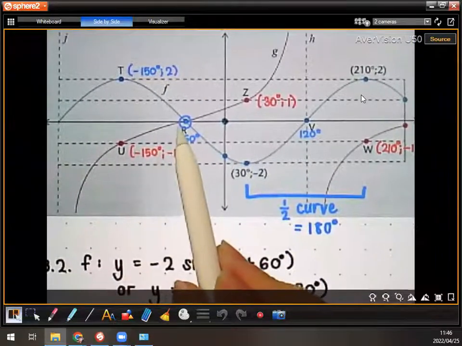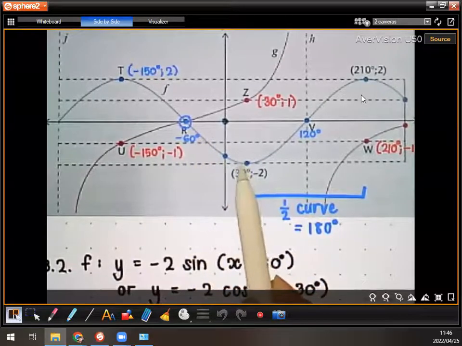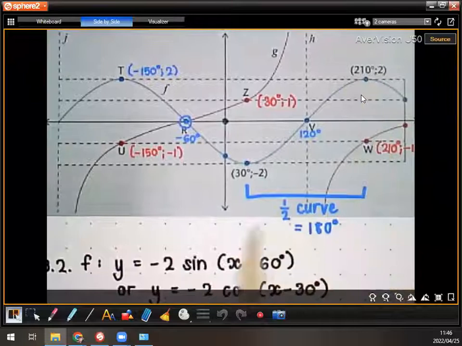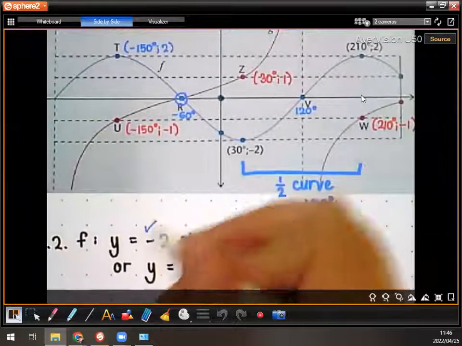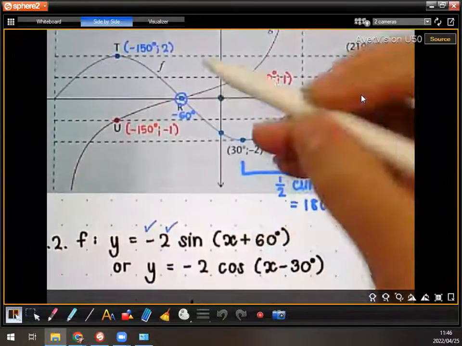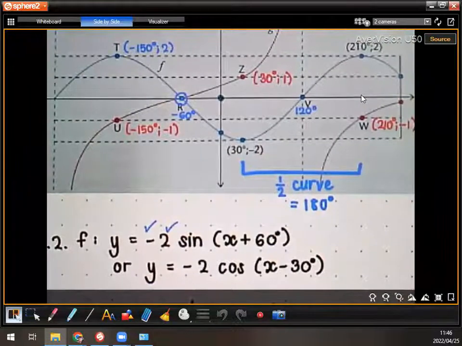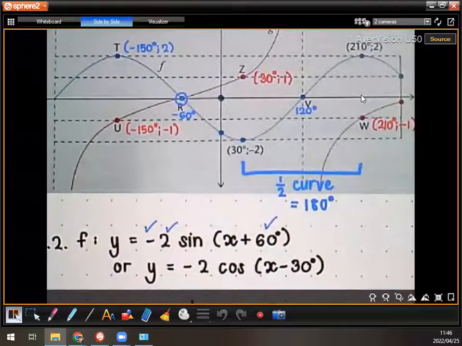And is it going down by 1 unit? We can see that it's going down to negative 2. Then it's going up to positive 2. So the amplitude is actually 2. All right, so you need to put a minus there. You'll get a mark for having a minus, for recognizing that the direction is the other way around. You'll get a mark for recognizing that it's not going to 1 and negative 1, but it's actually going to 2 and negative 2. That's the amplitude. And then the x plus 60 is the shift to the left.